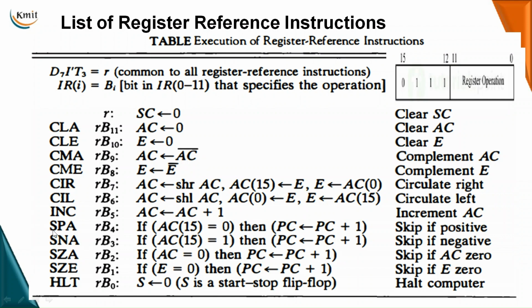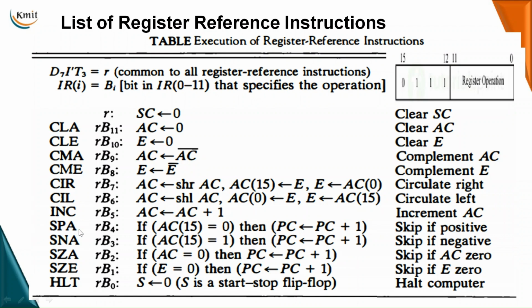Next is SPA. SPA stands for skip if positive, which means skip if the contents of the accumulator are positive. How do we know whether the accumulator holds a positive or negative value? Based on the 15th bit. If AC(15) is 0, it means the contents of the accumulator are a positive value. In that case, if we want to skip the next instruction in the program order, we make PC to PC plus 1. So we are going to skip the next instruction if the accumulator contains a positive value.